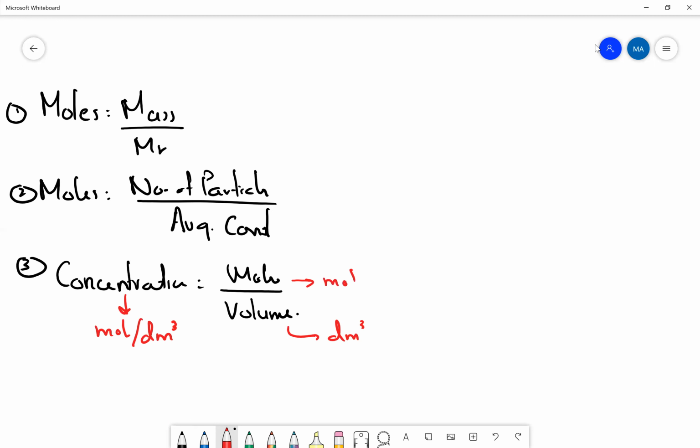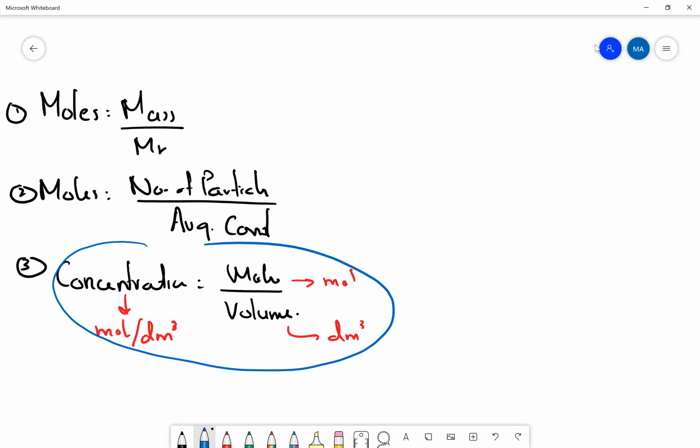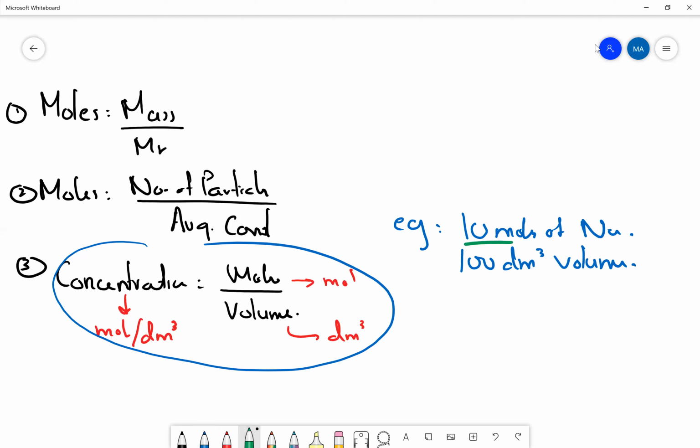All right. So this formula here, the third one, you can use this for multiple calculations. You can use it to calculate concentration, moles and volume. You can use it to calculate volume with the help of moles and concentrations, and similarly moles with the help of concentration and volume. Let's do an example here. Let's say you have 10 moles of sodium and you have, let's say, 100 dm cube volume of sodium. Okay, so now you're given two physical quantities, the moles and the volume, and you're asked to find the concentration.